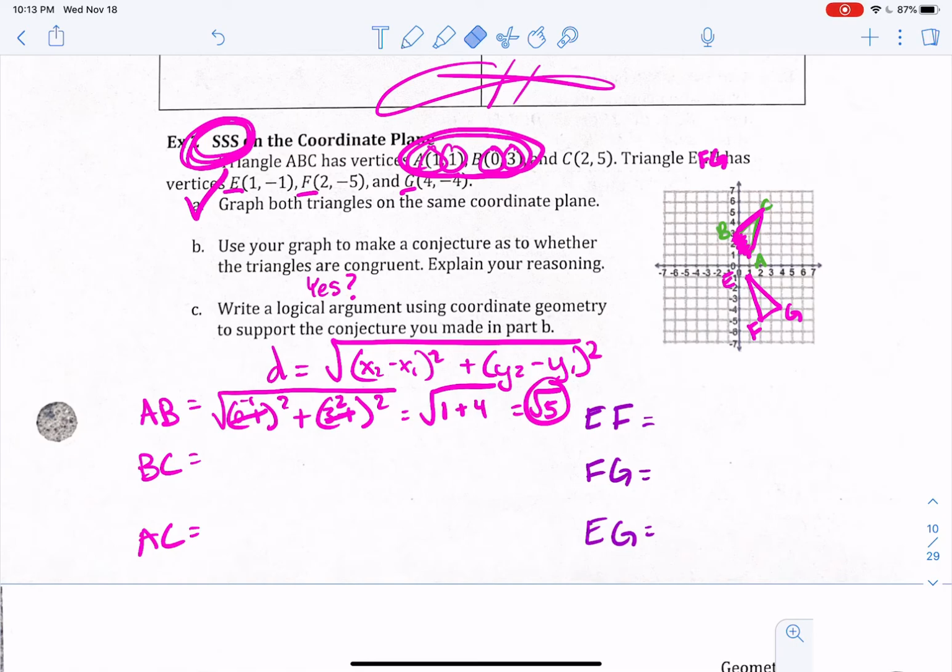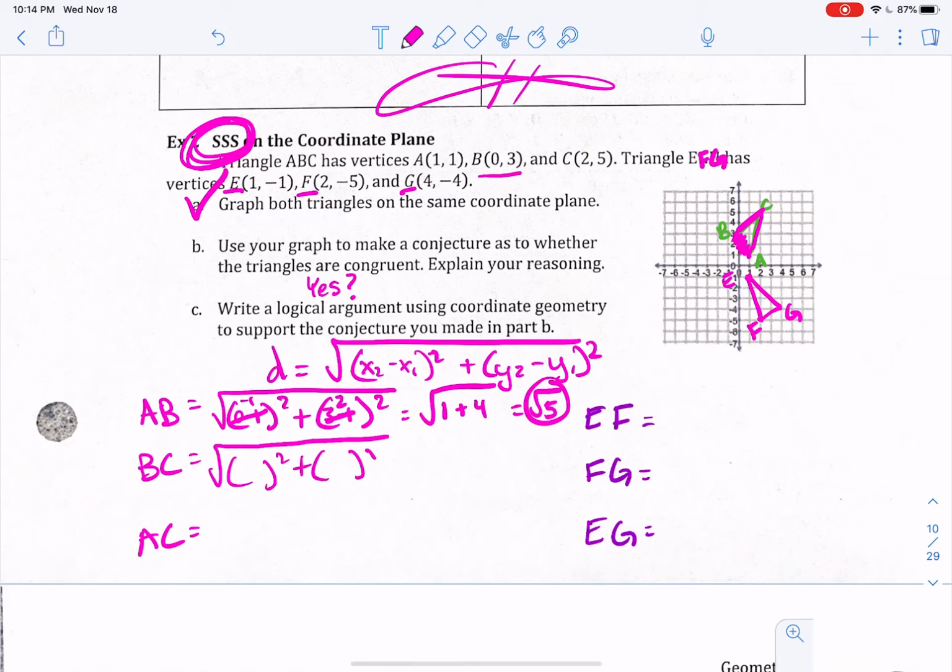BC, okay, doing the distance there. From B to C, I do my second x minus my first x. So 2 minus 0, 5 minus 3. 2 minus 0 is 2. 2 squared is 4, plus 5 minus 3 is 2. 2 squared is 4. So this is the square root of 8. Okay? And then we do from A to C. All right? Second x is 2. First x is 1.